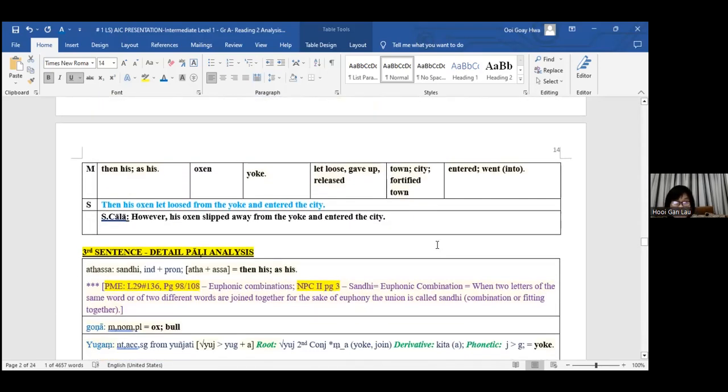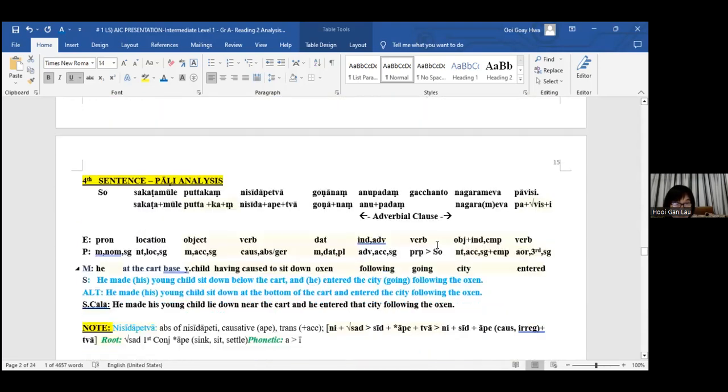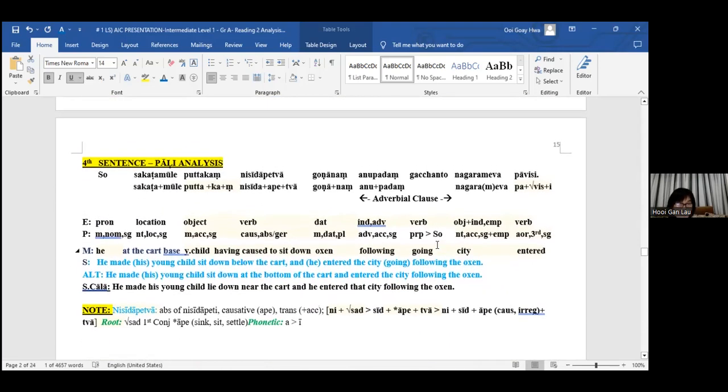I'll move on to the fourth sentence. So the fourth sentence reads like this. So sakata mule putakam nisidapetwa gonanam anupadam kachanto nagaramewa pavisi. So means he. He is a pronoun. So it's masculine nominative and singular.